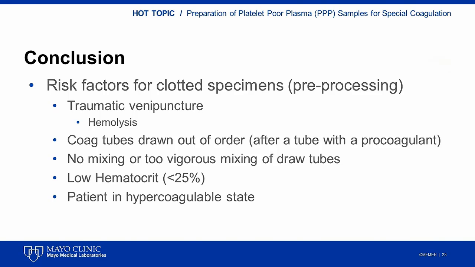Too vigorous of mixing may activate the platelets. For hematocrits less than 25%, the plasma calcium will be in an excess proportion to the sodium citrate anticoagulant. The plasma will be prone to clots and clotting time results will be falsely low. A patient in a hypercoagulable state, such as disseminated intravascular coagulation or intravascular coagulation and fibrinolysis, will also be at risk for producing a clotted specimen.